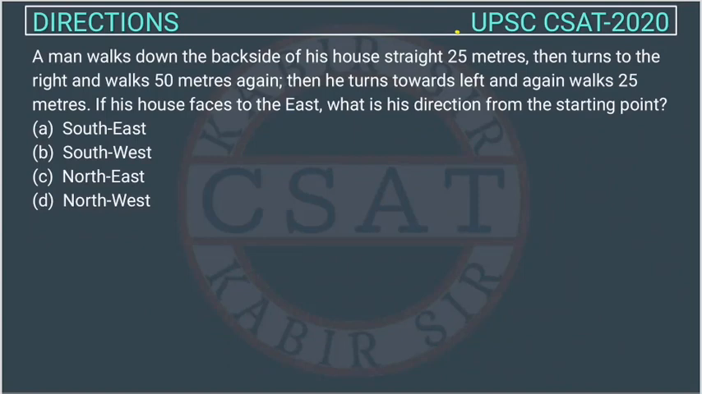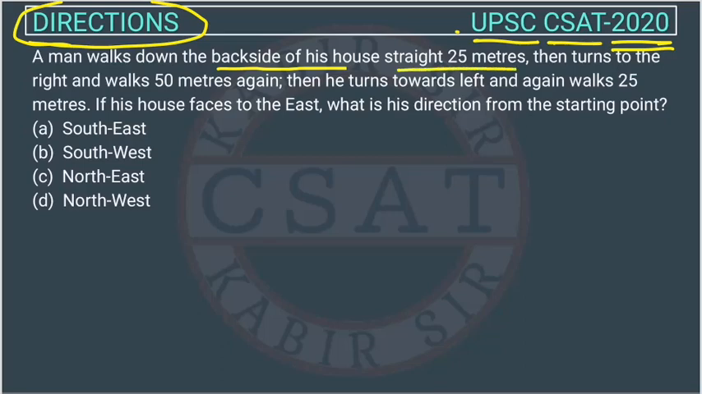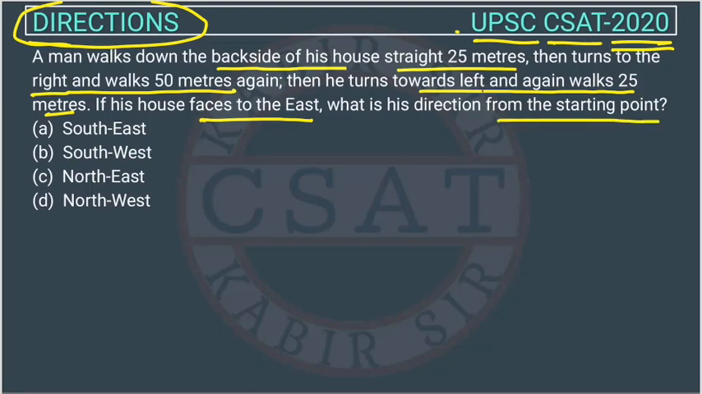This is a question of reasoning from the direction chapter asked by UPSC in the CSAT paper of 2020. A man walks down the backside of his house straight 25 meters, then turns to the right and walks 50 meters, and then he turns toward left and again walks 25 meters. If his house faces east, what is his direction from the starting point?